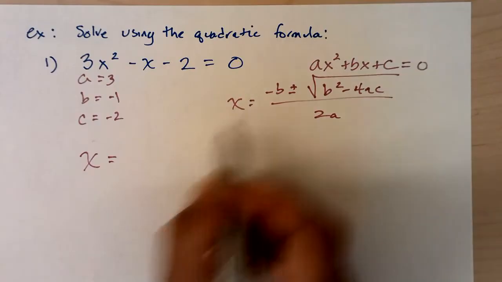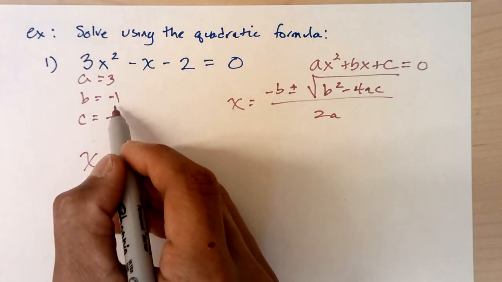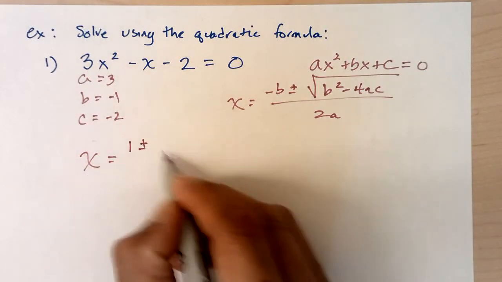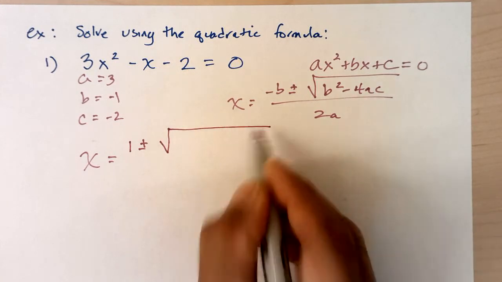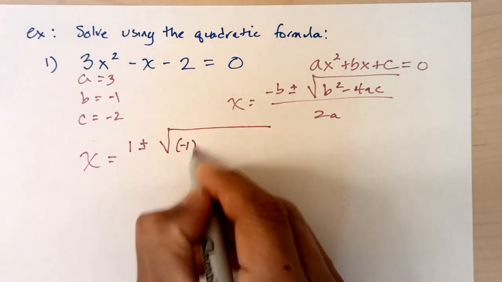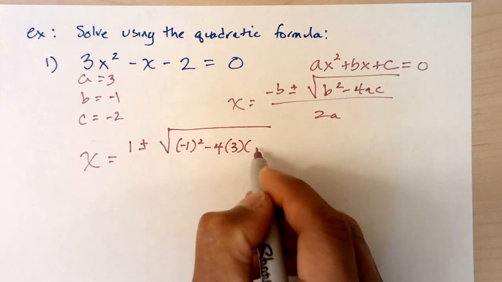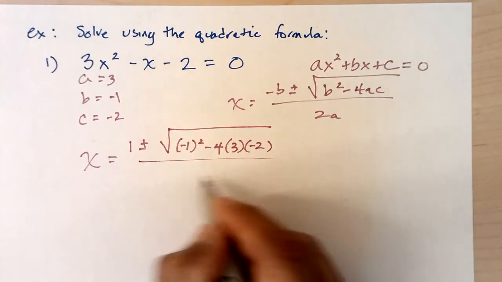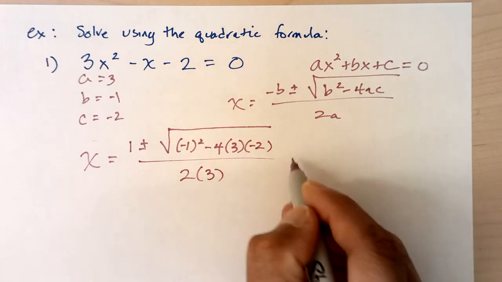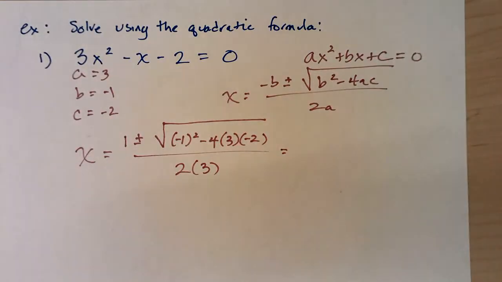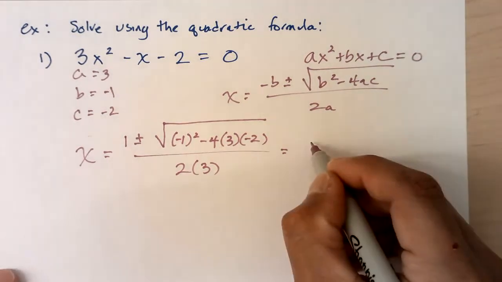So then x is equal to the opposite of b. Since b is -1, the opposite of that is +1, plus or minus the square root of b squared, so that's -1 squared, minus 4 times a, which is 3, times c, which is -2, all over 2 times a. Now we simplify that. Okay, make sure that you're doing every single part correctly. If you just mess up on one part, you add or subtract incorrectly, you multiply incorrectly, it's going to goof you up on the whole problem.